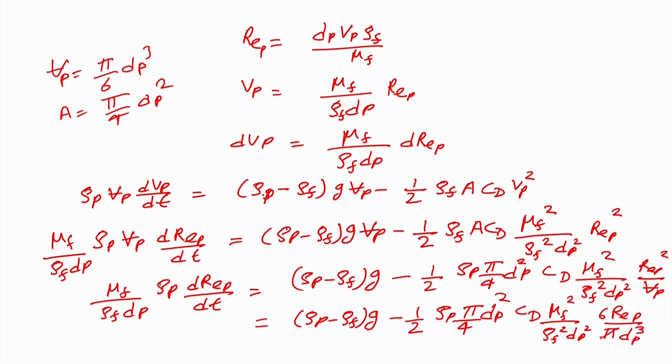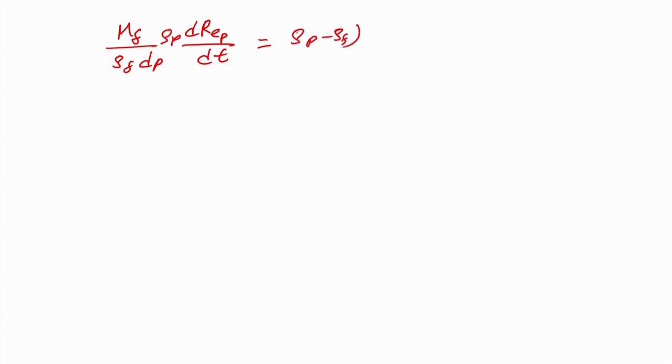Now, we will just try to simplify it. So, this 4, pi, pi will be cancelled out, this dp square, this dp 5. So, dp square here will be cancelled out, you will get the dp cube, and if you just simplify this equation, what are we going to get? It will be μf upon ρf dp into dRe,p upon dt, this will be equal to, here ρp is also there, ρp minus ρf into g, and this will be equal to minus half, actually it will be 8 and this 3, so 6, so this will be 3 by 4 because this will be 8 and 6.